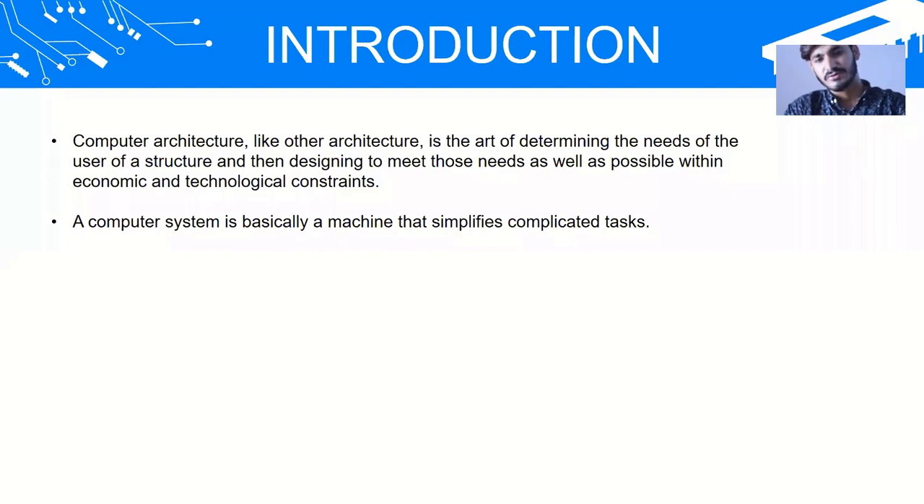The introduction of computer architecture. Computer architecture, like other architecture, is a part of determining the needs of the user of a structure and then designing to meet those needs as well as possible within economic and technological constraints. A computer system is basically a machine that simplifies complicated tasks.